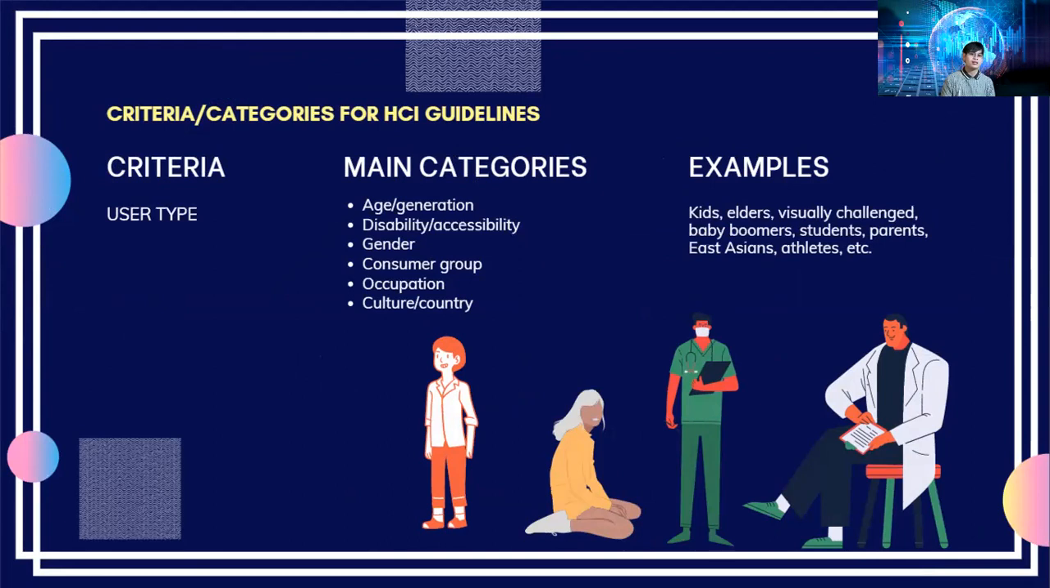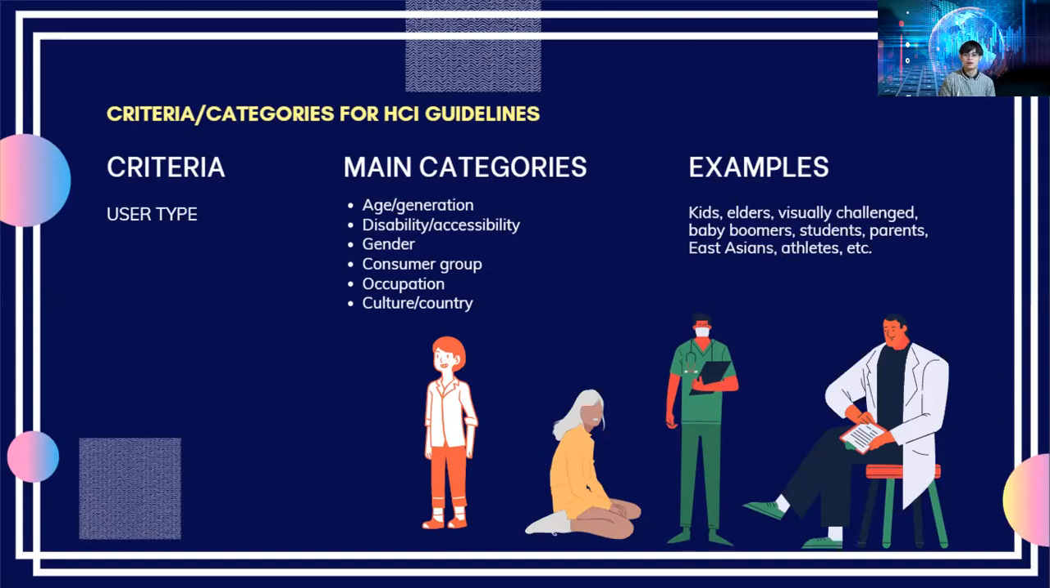First criteria is the user type. Its main categories involve the age or generation, the disability or accessibility, the gender, the consumer group, the occupation, the culture, and the country. So when developing a system, you must consider who is going to use your system, what is the user type. For example, if your system is for the kids, the elders, the visually challenged, or the baby boomers, is it for the student?